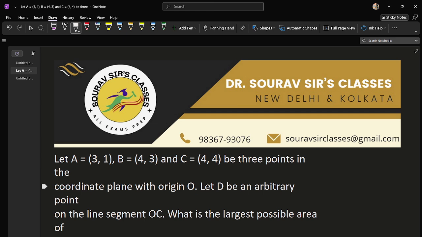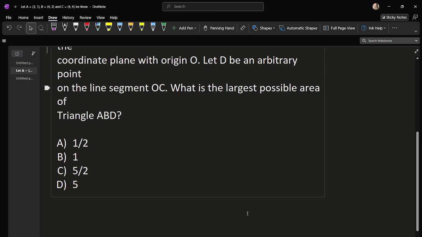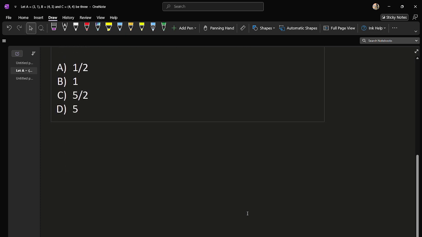Now we are going to solve a problem which appeared in the ISI MTech QROR MCQ section. The question says: let A = (3, 1), B = (4, 3), C = (4, 4) be 3 points in the coordinate plane with origin O. Let D be an arbitrary point on the line segment OC. What is the largest possible area of triangle ABD? There are four options: half, 1, 5 by 2, and 5.